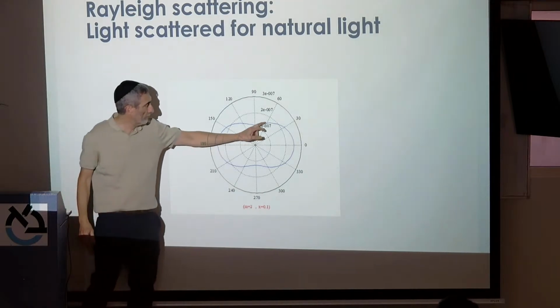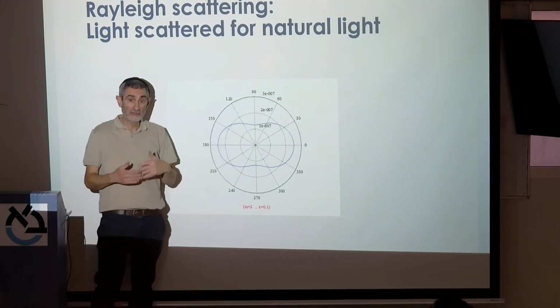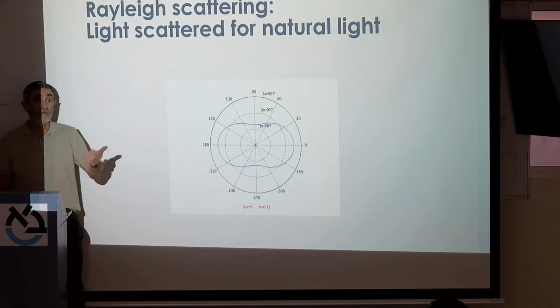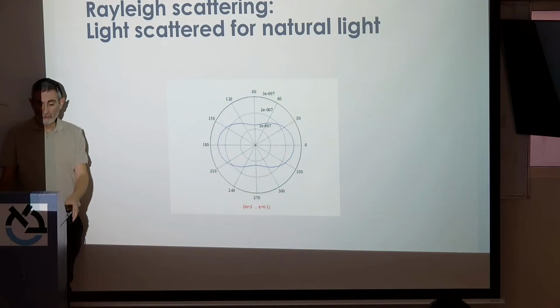Check the numbers, they are very small here. So the scattering is very small. It's a small particle. But we'll see what happens when you have many of these small particles. What happens with multiple scattering?